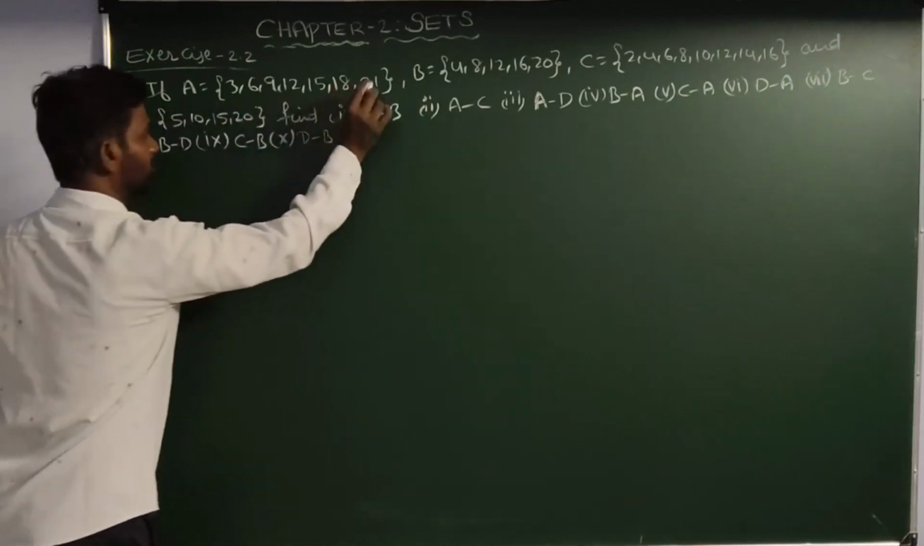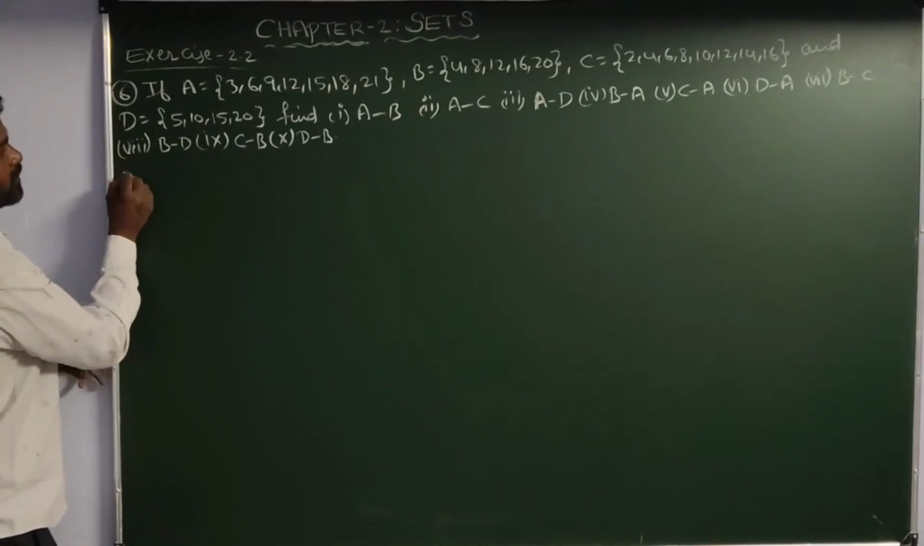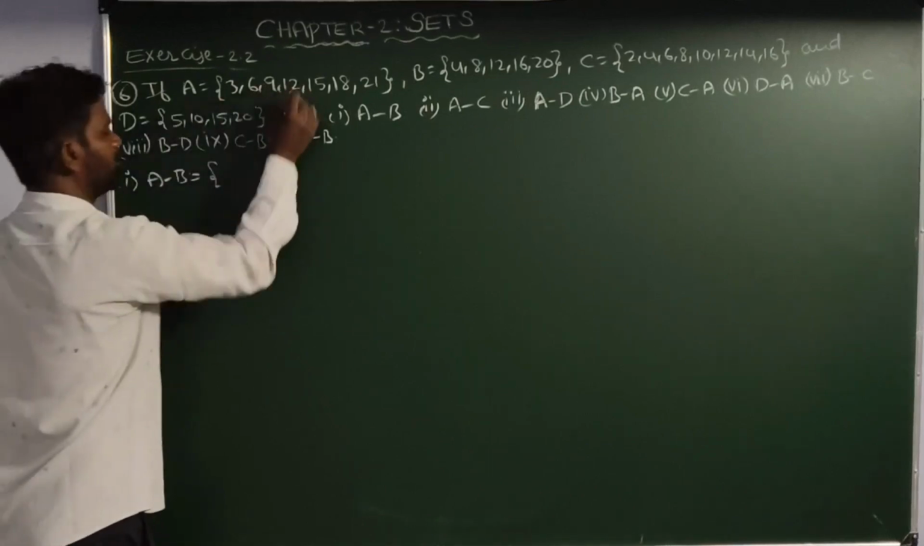Already it is given in the question: A, B, C, D. So what is the first one? What do we have to find? We have to find A minus B, that is equal to, what are the elements of A?